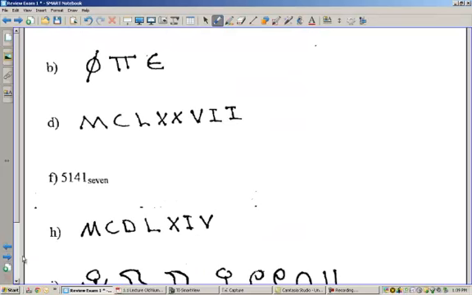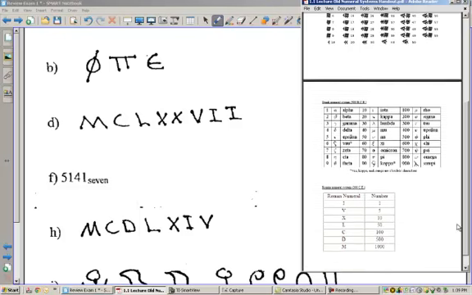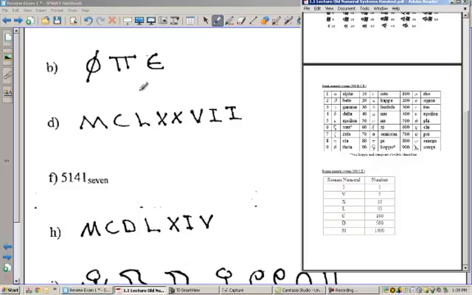So on the next page here, we have B, D, F, H, and J. And so again, we go back to the Greek numeral system. So I pull up my Greek numeral system over here, and I just got to figure out what these symbols represent. So I look at this. This is the ones, the tens, and the hundreds.